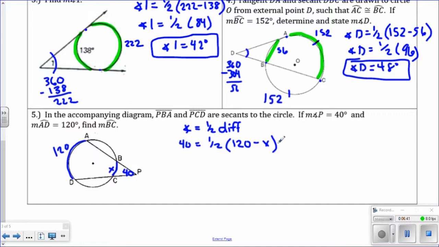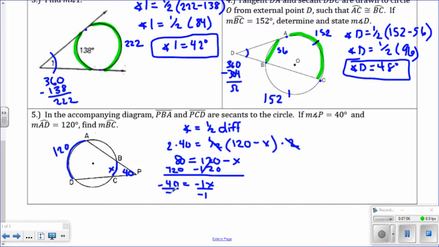To solve this equation, what I do is I multiply both sides by the reciprocal. The reciprocal of 1/2 is 2. 2 times 40 is 80. Half of 2 just cancels out because it's 1, and then we bring down 120 minus X. Subtract 120 from both sides, and you get negative 40, which kind of seems wrong, but then when you look at what you have on the other side, you have a negative X, or really like a negative 1X. If you divide by that negative 1, it comes out to be 40. So that arc is 40 degrees.